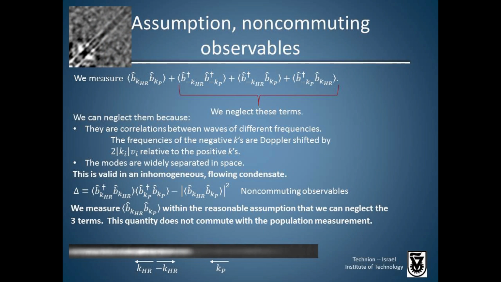Furthermore, one would usually like to measure entanglement by measuring non-commuting observables. Sometimes a new paper has been proposed explaining how to measure entanglement without measuring non-commuting observables. But usually one measures non-commuting observables. And in this case, the non-commuting observables are these correlations, which don't commute with the populations.